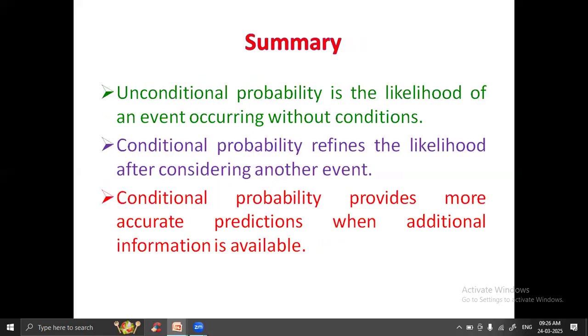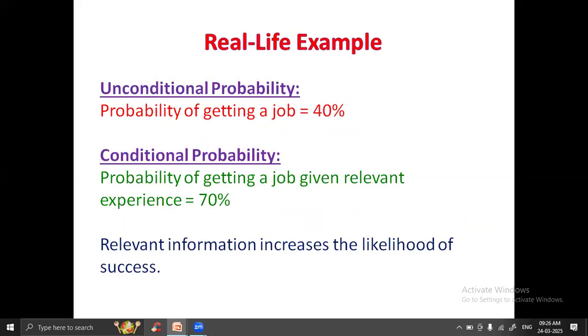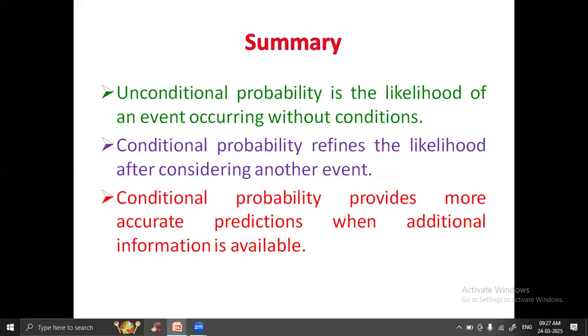So what we are learning from this is that unconditional probability is the likelihood of an event occurring without conditions. Conditional probability refines the likelihood after considering another event, and provides more accurate predictions when additional information is available. Say, for example, if you want to get a job and you have experience, the probability of getting the job is higher compared to having no experience. So by considering some other parameters, we find the probability. This we call conditional probability.